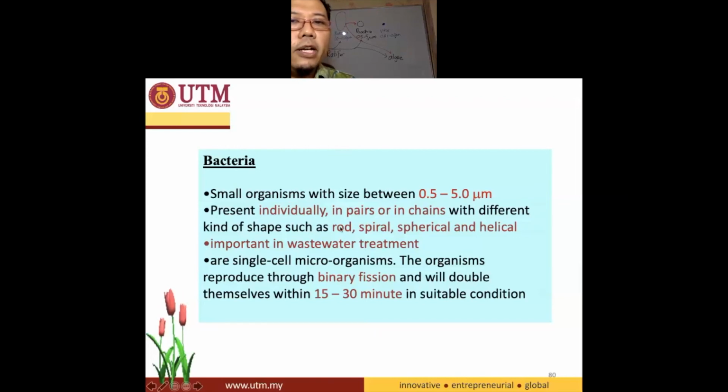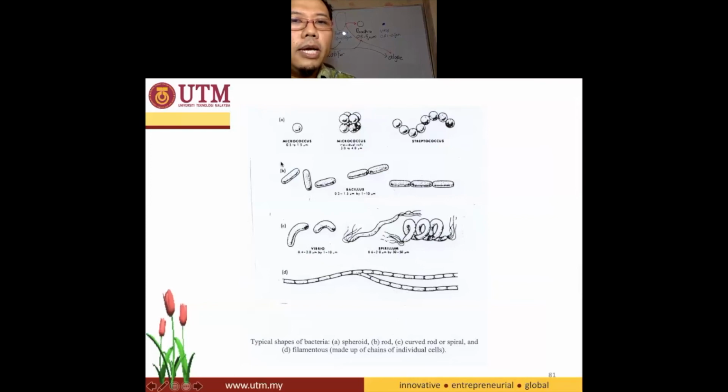They have different shapes of bacteria. Sometimes they are spherical. It can be in a rod form. This one is a curved rod form. And this one is a filamentous kind of bacteria. So these are all bacteria, and these bacteria will eat organic matter to oxidize it to form new cells, and also to emit carbon dioxide and water.